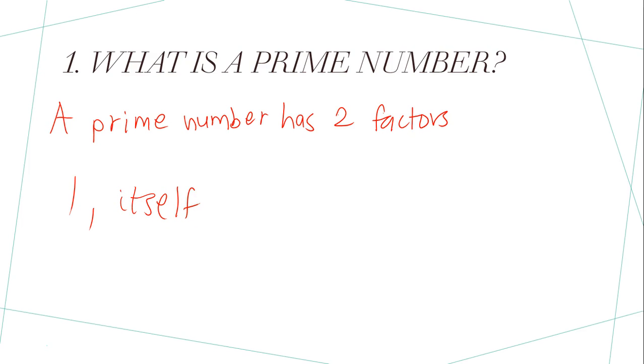Let's write some prime numbers. 2 is a prime number because the only factors of 2 are 1 and 2. 3 is a prime number because 1 and 3. 4 is not a prime number because 2 is also a factor. 5 is, and so on. So numbers that have only 1 and themselves as factors are the numbers that are prime. Very simple question. Let's go to the next question.